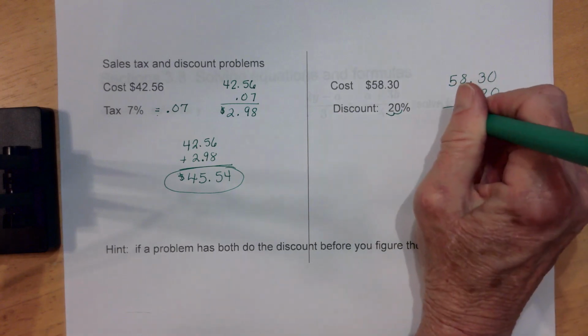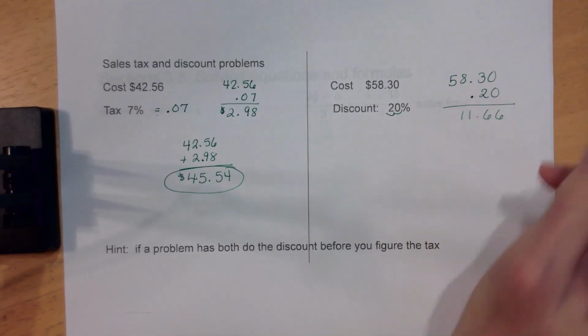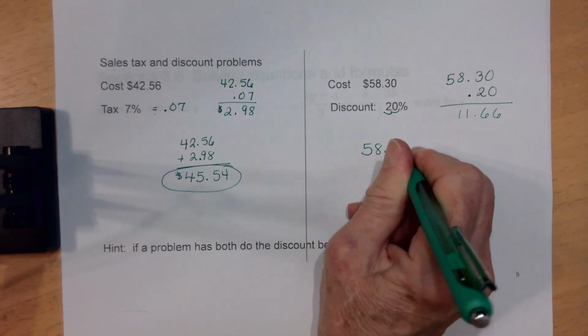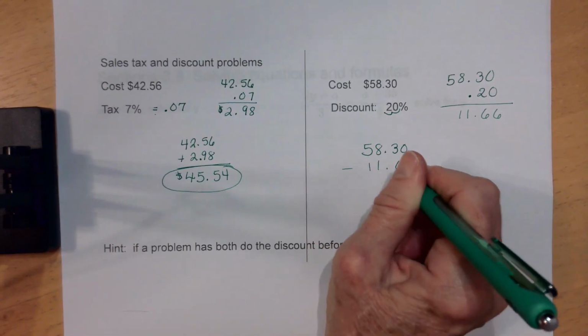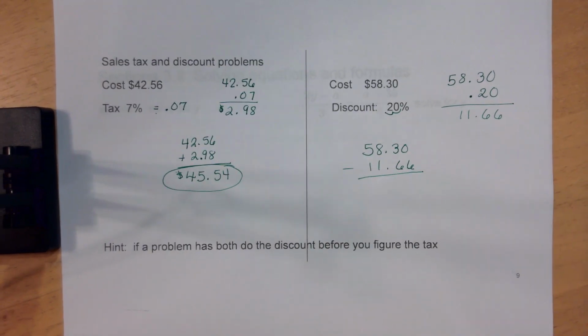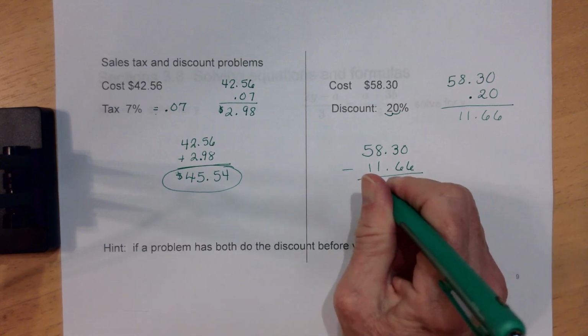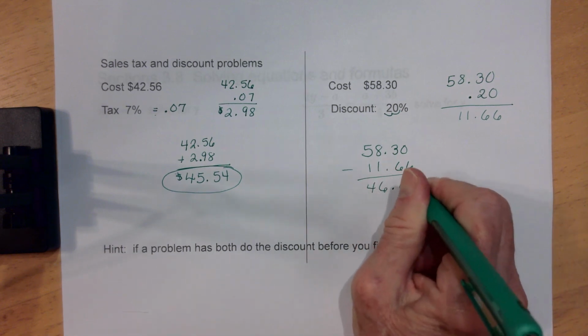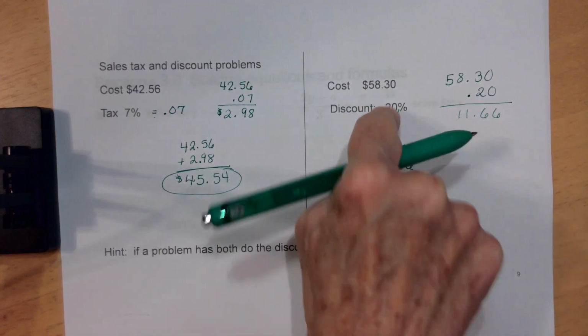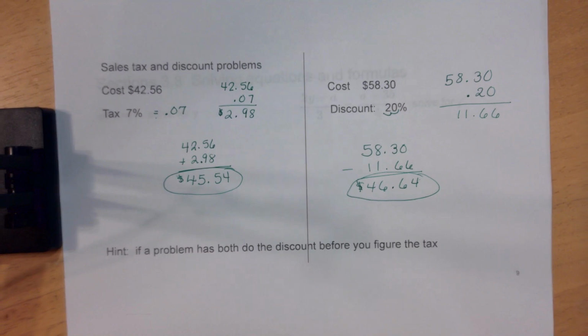And I'm going to get $11.66. That's my discount. So I have $58.30 minus $11.66, and I'm going to get $46.64. That's how much I'm going to pay. It's on sale. It's discounted, 20% off.